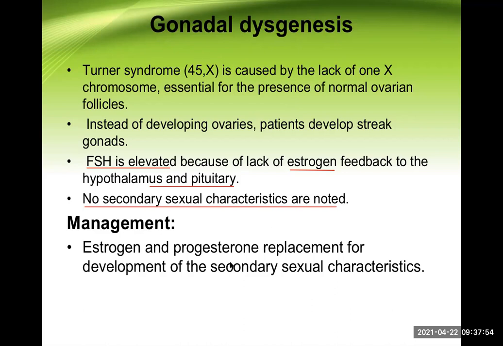Regarding the management, estrogen and progesterone replacement are given for the development of secondary sexual characteristics. So this much we can do. Because of the lack of ovaries, she will remain amenorrheic, and she cannot conceive, and she can never become a mother.